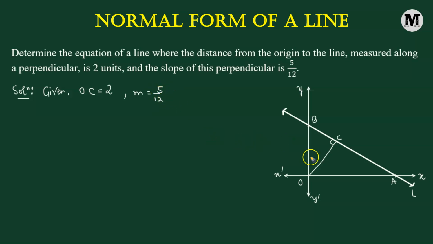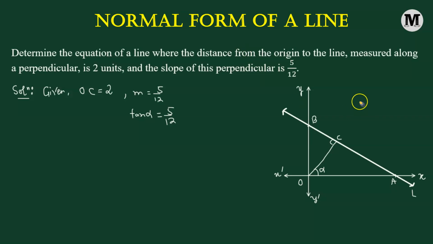Now as per definition, slope is the tangent of the angle that the perpendicular line OC makes with the positive direction of x-axis, and let's call it alpha. So tangent of alpha is going to be the slope, and that equals 5/12. Our goal is to determine the equation of the straight line using this information.